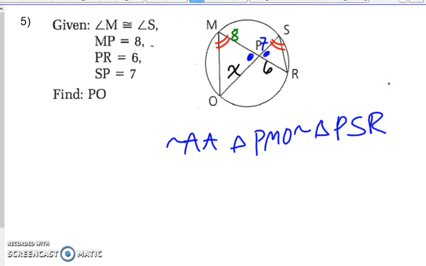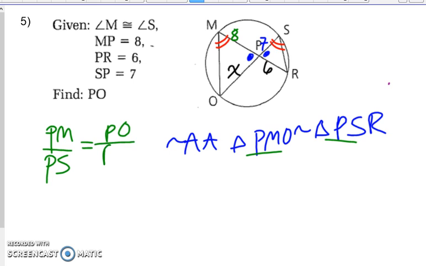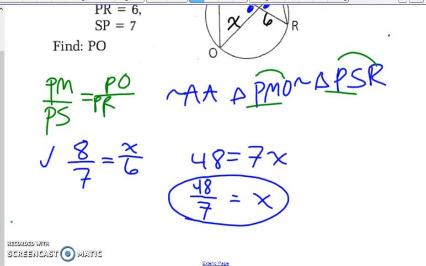Now, using the idea that if we have similar triangles, then corresponding sides are proportional, we can set up a proportion such as this. So if we did PM over PS, that would be the same as PO over PR. Subbing in and solving that proportion, we get our missing side is 48/7. And that concludes 8.4 notes.